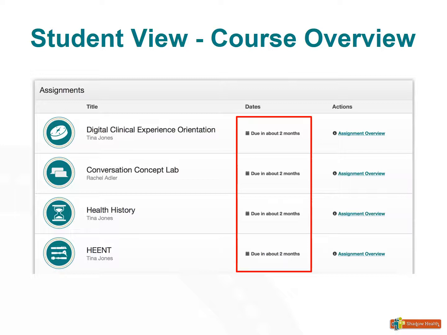But we do highly recommend you complete the concept labs because they really prepare you for those week's assignments and really give you good tips to utilize throughout your career. But those are optional. They are not mandatory. However, the orientation and the assignments are mandatory. And you will see the due dates.